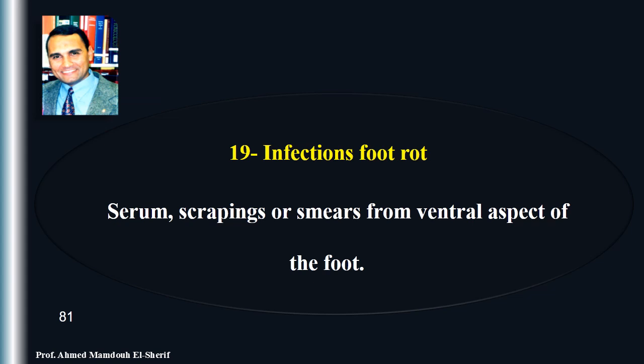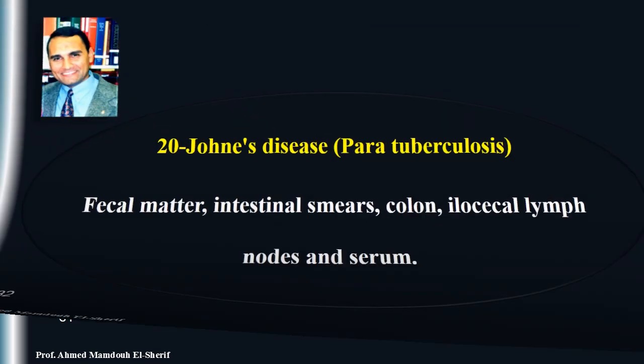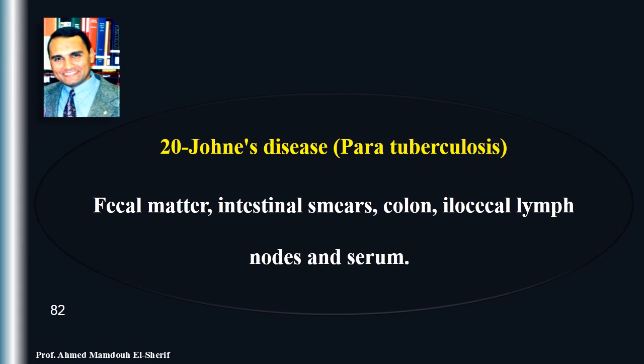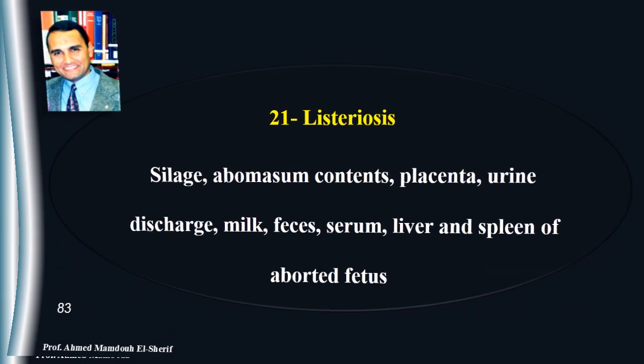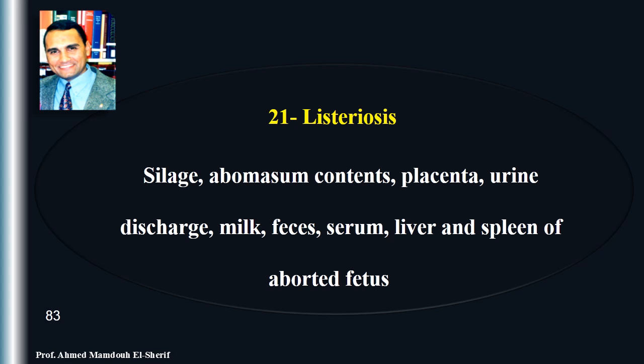In case of infectious foot rot, samples are serum, scrapings, or smears from ventral aspect of the foot. In case of Johne's disease or paratuberculosis, the suitable samples are fecal matter, intestinal smears, colon, ileocecal lymph nodes, and serum. Listeriosis. The most suitable samples in case of listeriosis are silage, abomasum contents, placenta, urine discharge, milk, feces, serum, liver, and the spleen of aborted fetus.